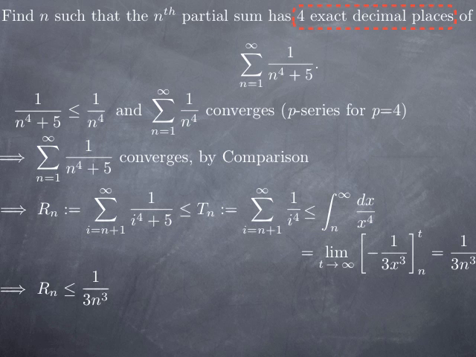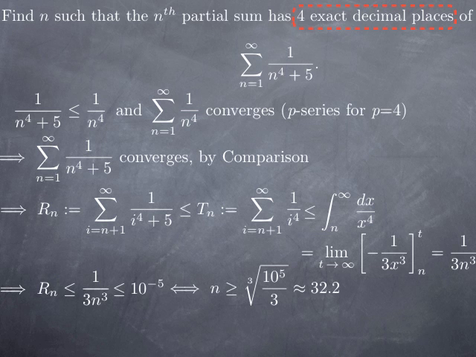So I need the error, Rn, to be less than 10 to the negative 5 to make sure that the error doesn't affect the 4th decimal place. And now, once I have set up this inequality, I just have to solve for n. So that means that n cubed is greater than 10 to the 5th over 3, or in other words, n must be at least the cubic root of 10 to the 5th over 3, which is approximately 32.2. And of course, we're looking for the first integer where our condition is going to be satisfied.